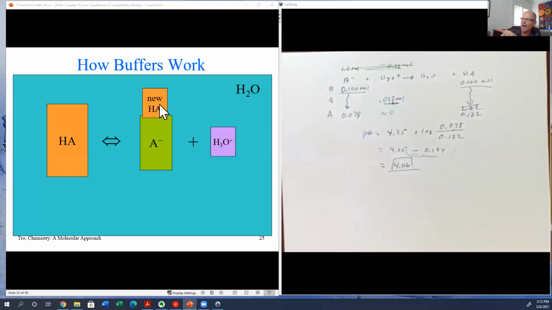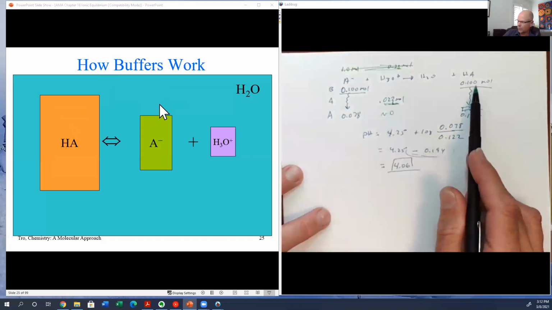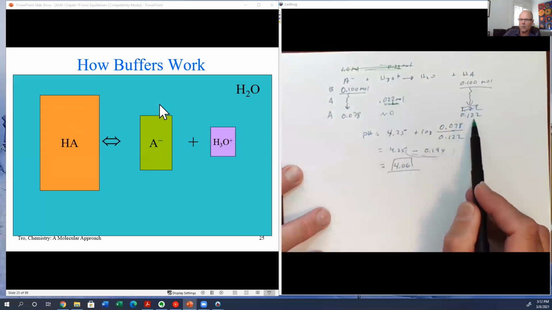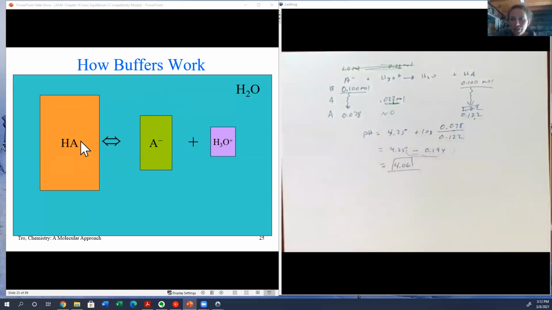But then notice I've formed new HA. How much? The exact stoichiometric amount, 0.022 moles. So that's why I add 0.022 moles to that, and that becomes 0.122. And the amount of HA increases, and that's because adding an acid to another acid is just making it more acidic.